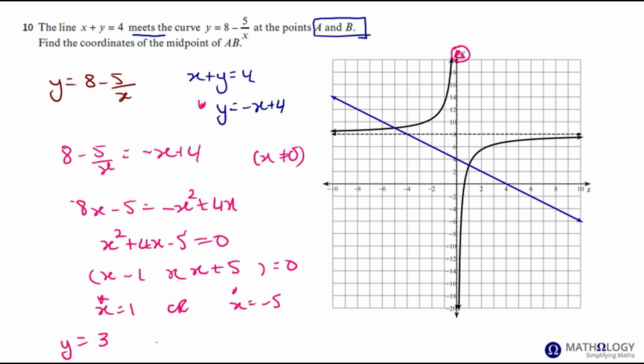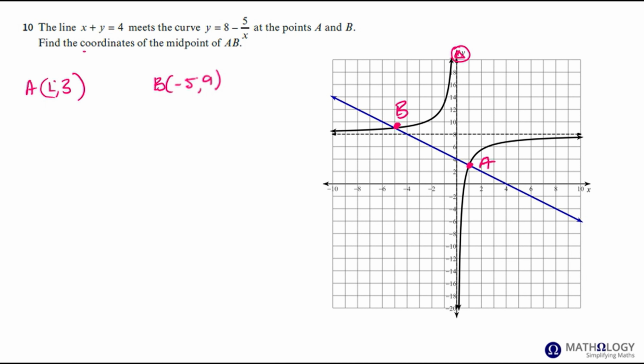So we'll have a point at 1, 3, which we'll call A, and then we do the same for x equals minus 5, so y equals minus 5 plus 4. It'll be 5 plus 4, so y equals 9. B is therefore the point minus 5, 9. So there's our first point of intersection, A, 1, 3, and there's the second point of intersection, which is minus 5, 9.